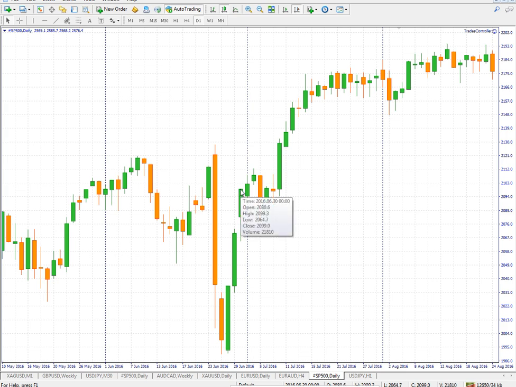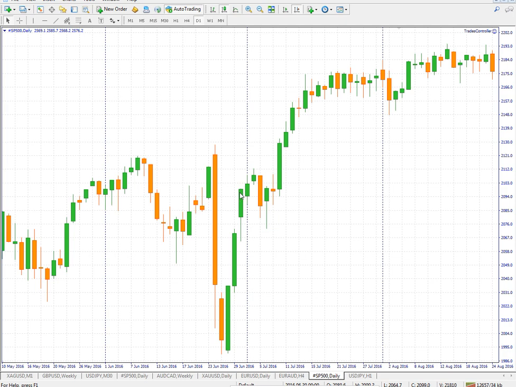You see the first option is time, which is 2016 06 30 00. Then there's the opening price, high price, then low, then close, and then the last one is volume, which is 21,881.0. So that volume is just the number of ticks in a candle.